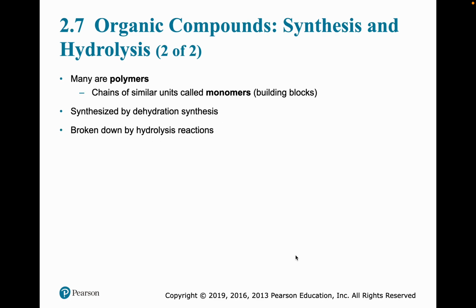So one of the great things about carbon compounds or organic compounds is that they are polymers. They are chains of similar units called monomers. We've got monosaccharides in carbohydrates, fatty acids in lipids, amino acids in proteins, and nucleotides in nucleic acids. And they are all synthesized in a dehydration synthesis reaction.